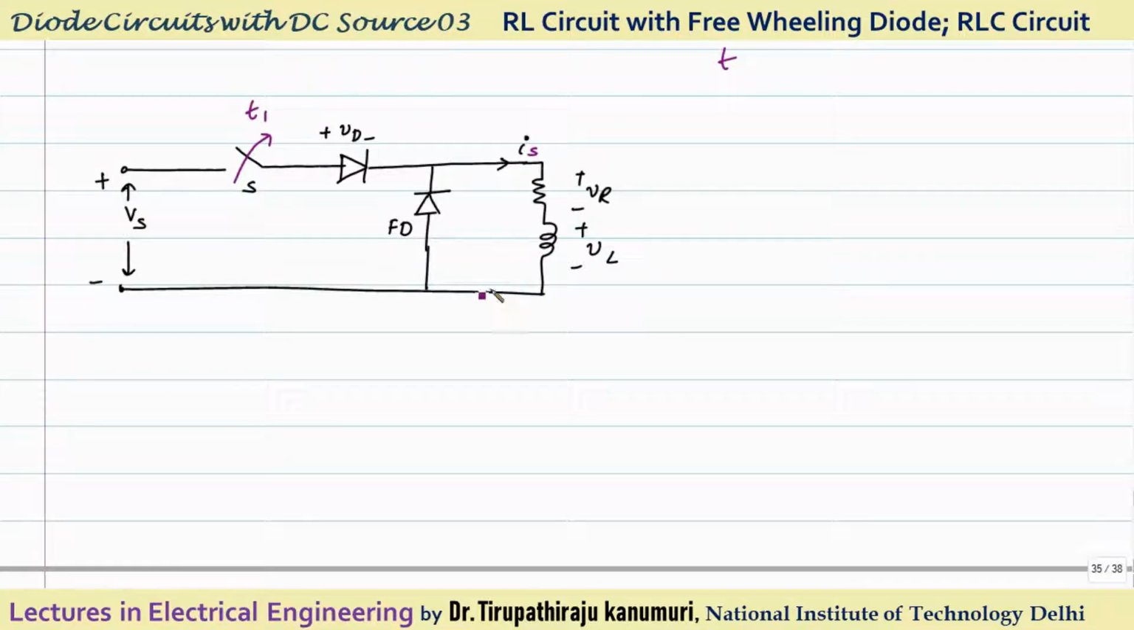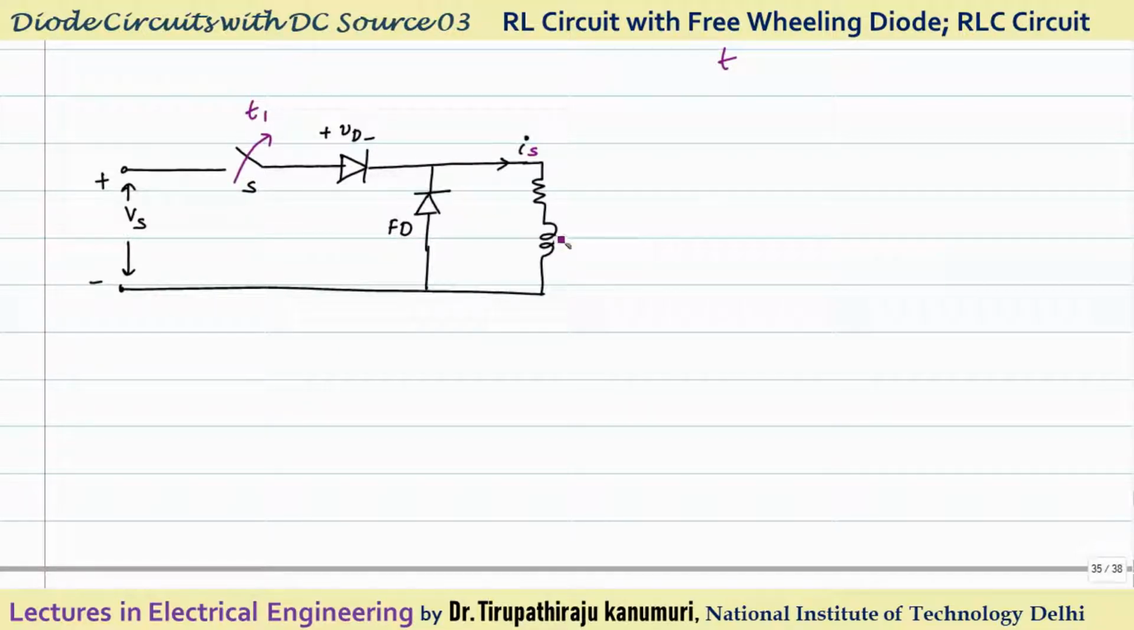When this current is passing through your inductor and the switch is opened, obviously the current should reduce to 0. So what will be the property of your inductor? The property of your inductor will be that it will not allow a sudden change in the value of the current, because the current should suddenly become equal to 0.